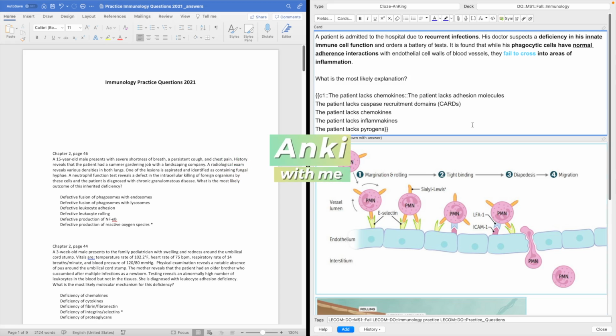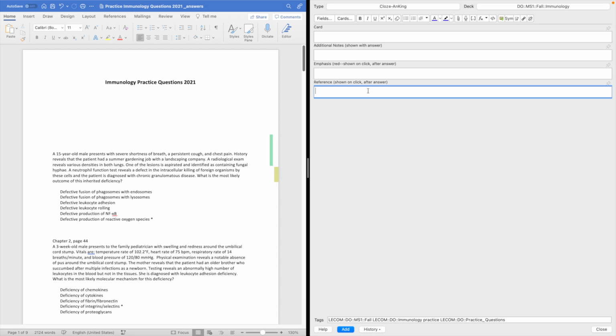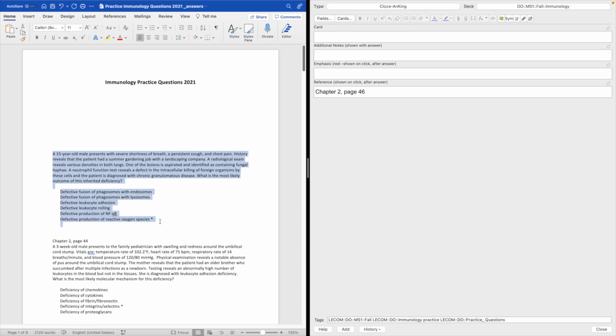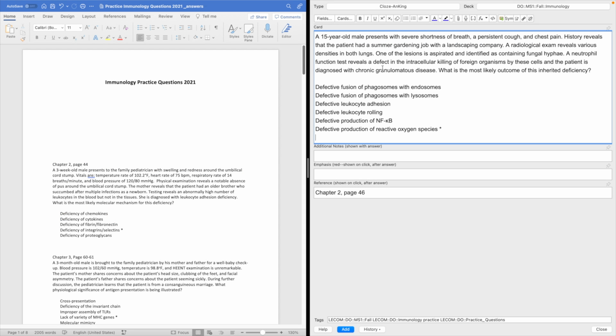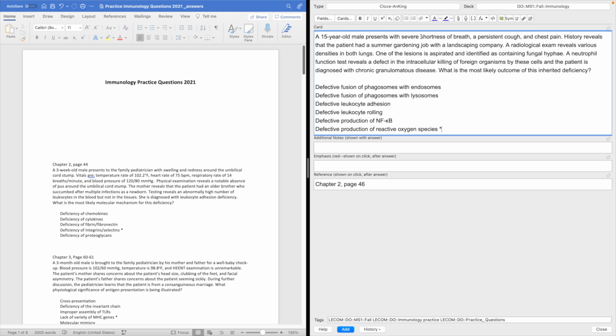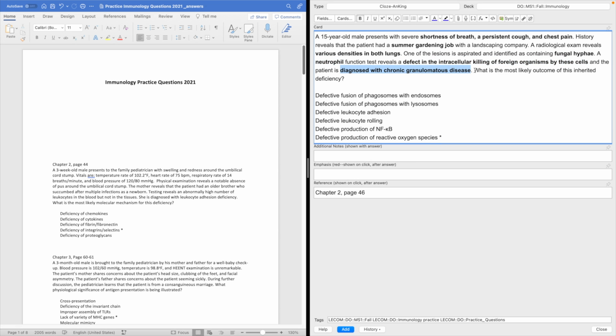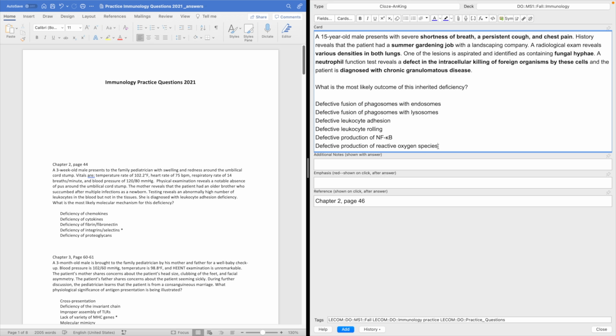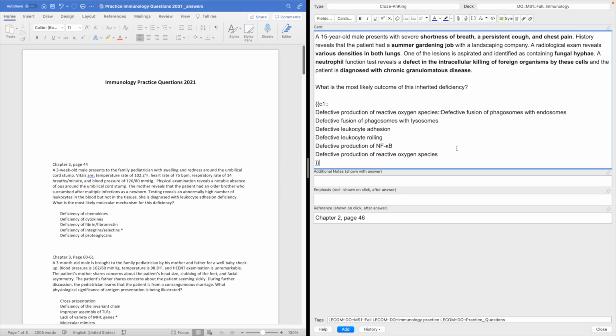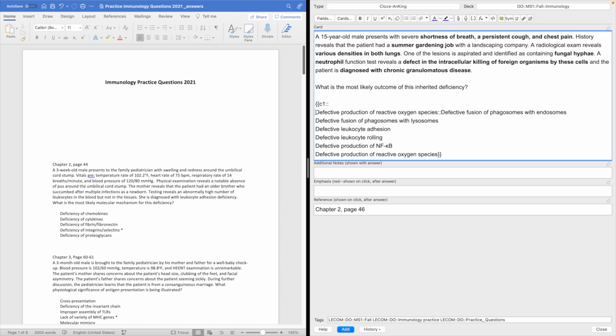Let's create this next card together. I cut the question from the document and paste it into Anki. Next, I'll go through and bold some key words to make the question a little easier to read. This patient has shortness of breath, a persistent cough, chest pain. They were doing some summer gardening. X-rays show various densities in both lungs. We find fungal hyphae, and we note that there's a neutrophil defect in the intracellular killing of foreign organisms by these cells. The patient is diagnosed with CGD.